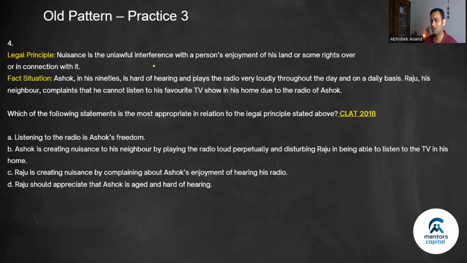Nuisance is the unlawful interference with a person's enjoyment of his land or some rights over or in connection with it. Okay. Ashok in his 90s is hard of hearing and plays the radio very loudly throughout the day and on a daily basis. Very loudly is the keyword here.